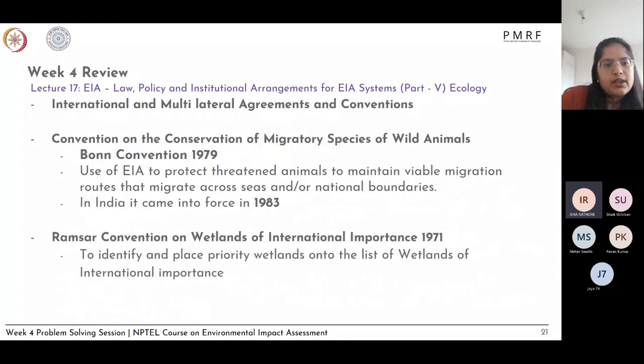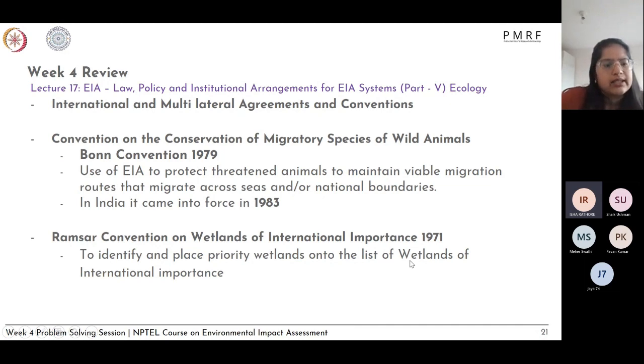And the third convention was the Convention on the Conservation of Migratory Species of Wild Animals, 1979. This is also known as the Bonn Convention, and it talks about the use of environmental impact assessment to protect threatened animals, so that their migration routes are maintained across the different seas and national boundaries. And it came into force in India in 1983.